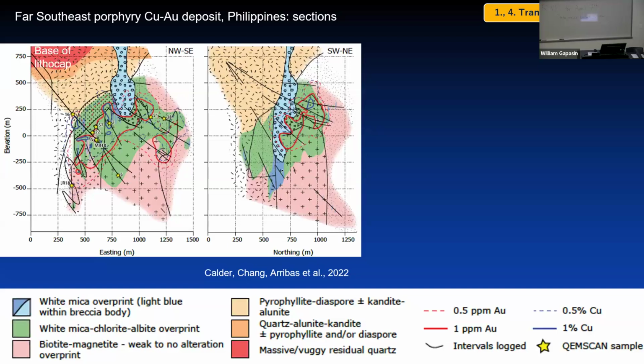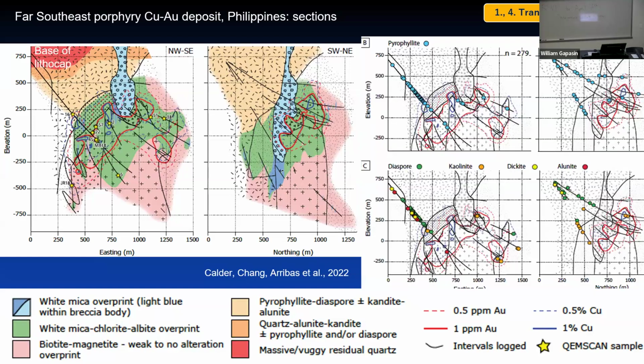And this shows the base of the lithocap. One of Zhaoshan's students from Australia, Michael Calder, when Zhaoshan was in Australia, base of lithocap. Of course, an advanced argillic alteration. And then Michael logged 10,000 meters of the 100,000 meters drilled through the porphyries. We see the overprint of white mica, chlorite, albite on the early potassic alteration. You can see the highest grades of copper and gold are within the white mica overprint.